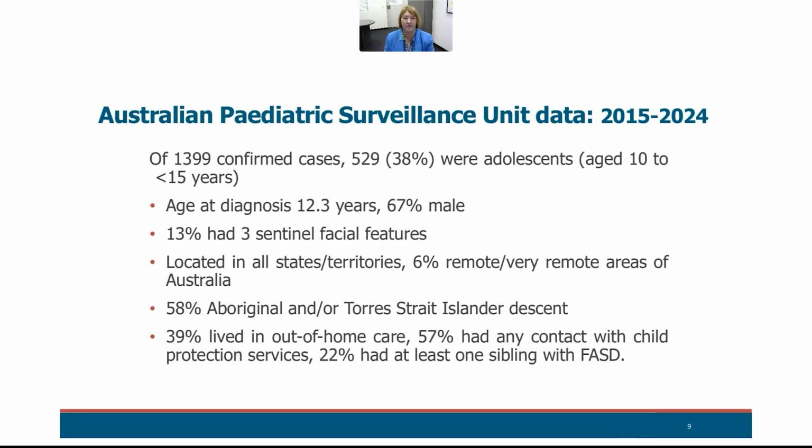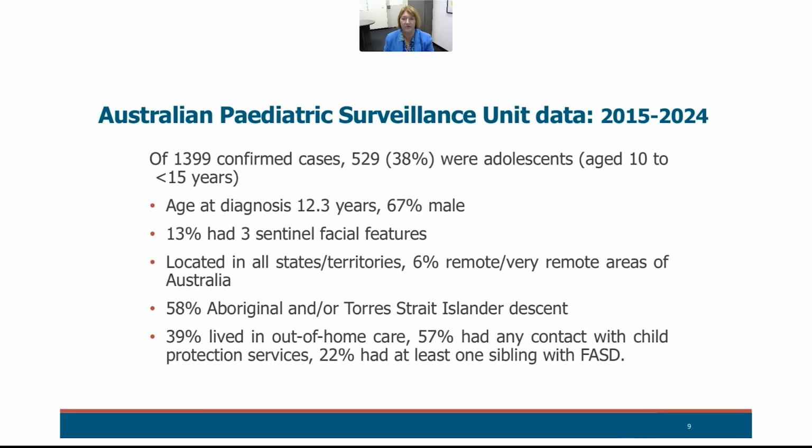There's an overrepresentation of boys, and very few of them, probably only about 1 in 10, have the characteristic facial features that have been associated with alcohol exposure. That doesn't surprise us. They all have the neurodevelopmental challenges that we're all aware of. These kids are located in all states and territories, but there's an overrepresentation of adolescents from remote and very remote communities, and an overrepresentation of children of Aboriginal and Torres Strait Islander descent.